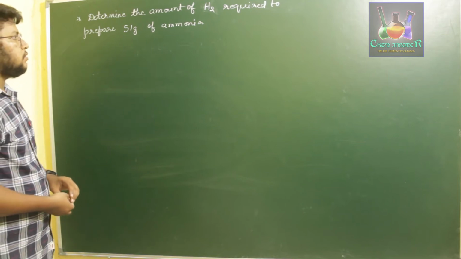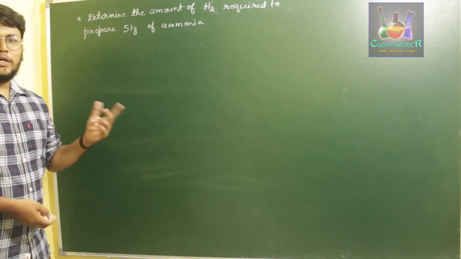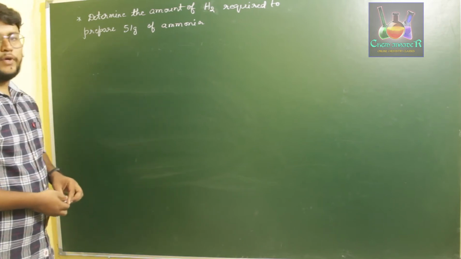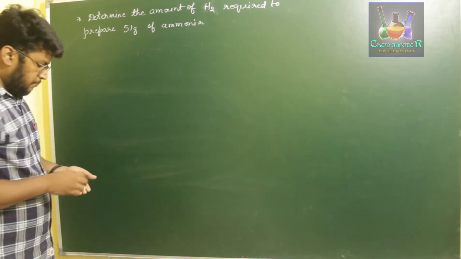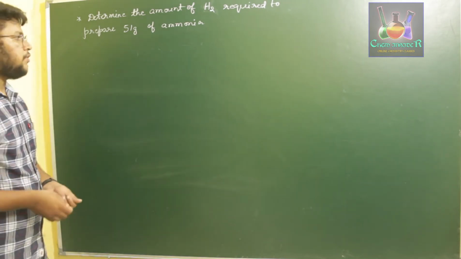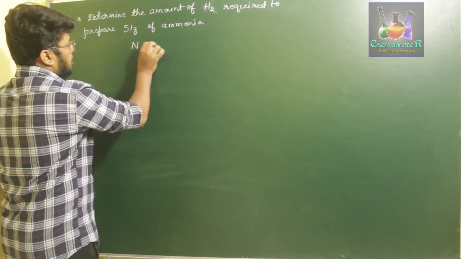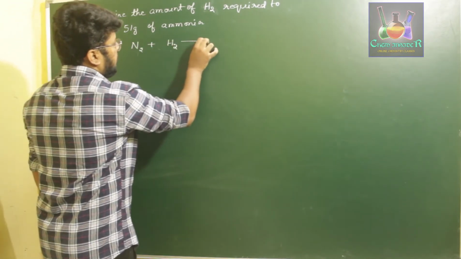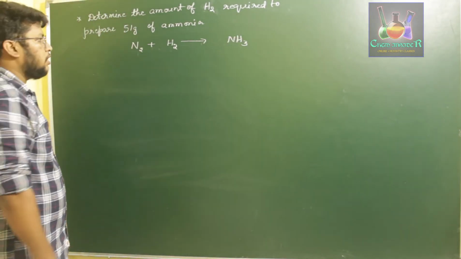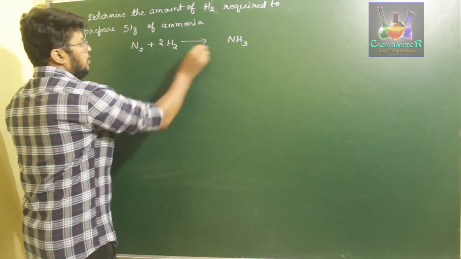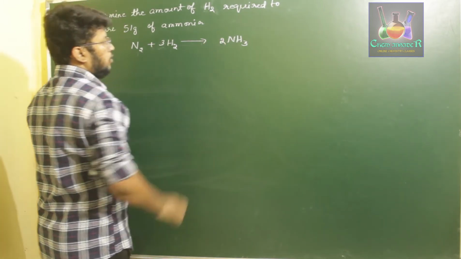Now they are asking us to find out the amount of reactant required. In the previous problem we had to find out the amount of product formed. Now in this problem we have to find out the amount of reactant required to prepare 51 grams of ammonia. So for that, as usual, we first write down the reaction for formation of ammonia. That is, when nitrogen is treated with hydrogen, we get ammonia. If you balance that reaction, it takes 3 molecules of hydrogen to form 2 molecules of ammonia.